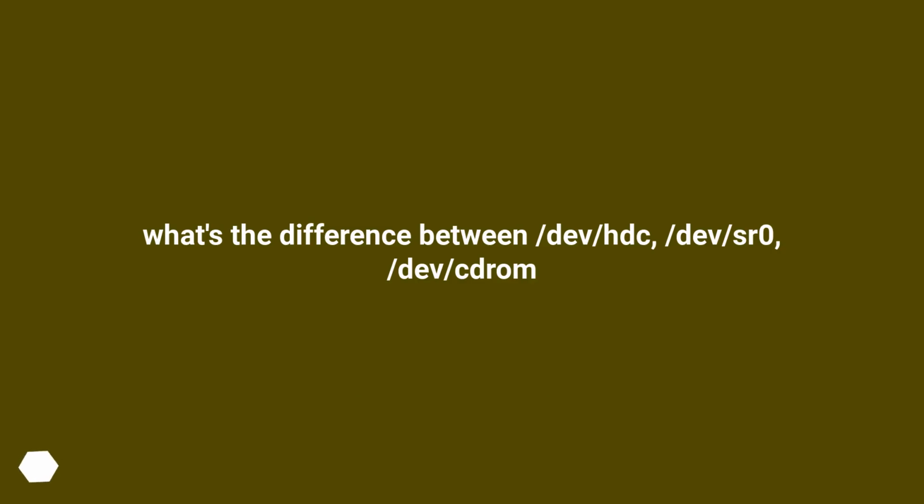What's the difference between /dev/hdc, /dev/sr0, and /dev/cdrom?